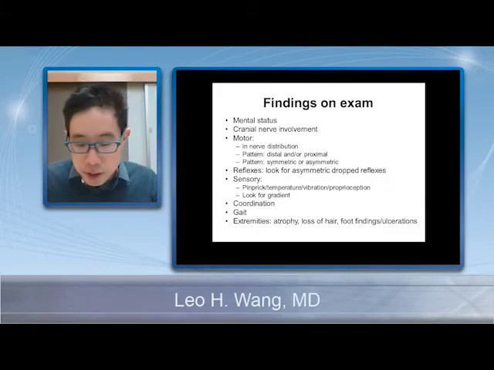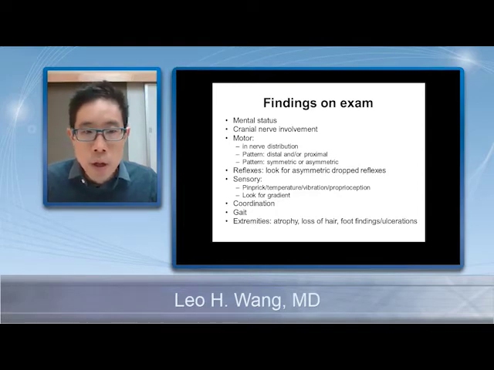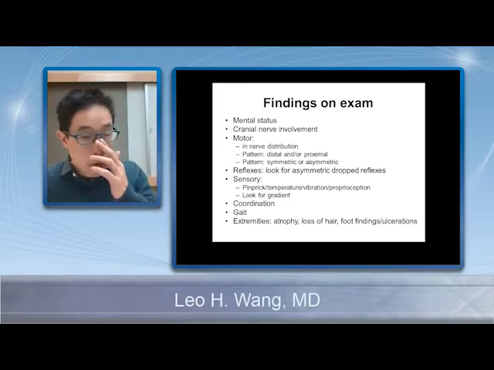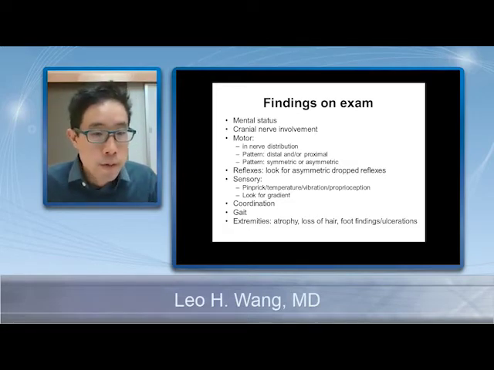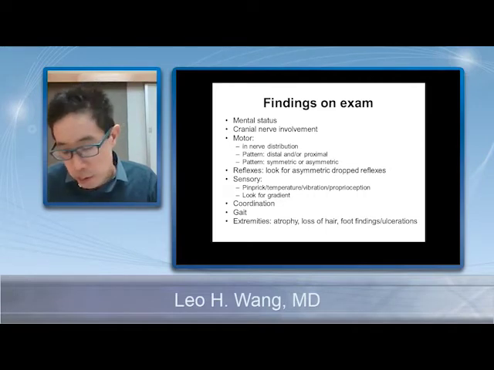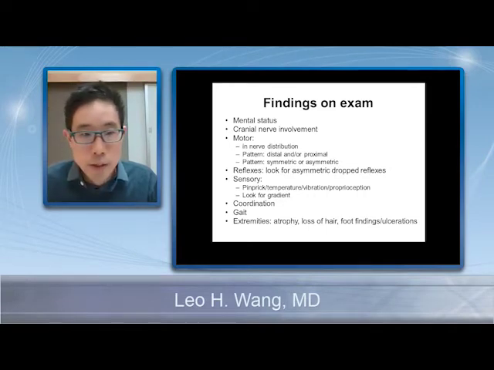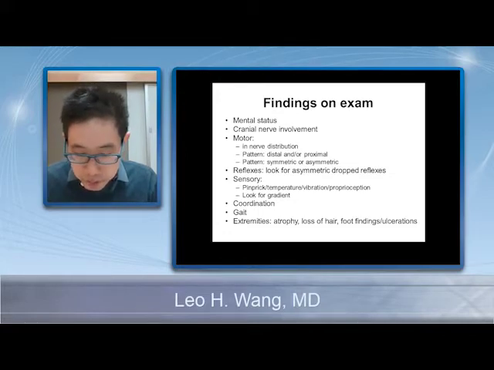What are some findings on exams that you should pay attention to? Whether the mental status is involved, whether cranial nerves are involved, in terms of motor, what nerve distribution it is, if the pattern is distal and/or proximal, if the pattern is symmetric or asymmetric. Reflexes, you're looking mainly for asymmetric drop in reflexes. If reflexes are symmetric, it probably doesn't help out that much in your understanding of peripheral neuropathies, except it could just be suggestive that the neuropathy is symmetric.